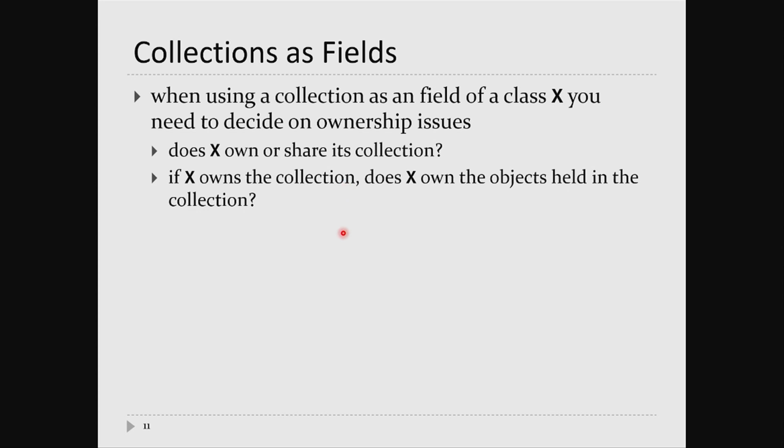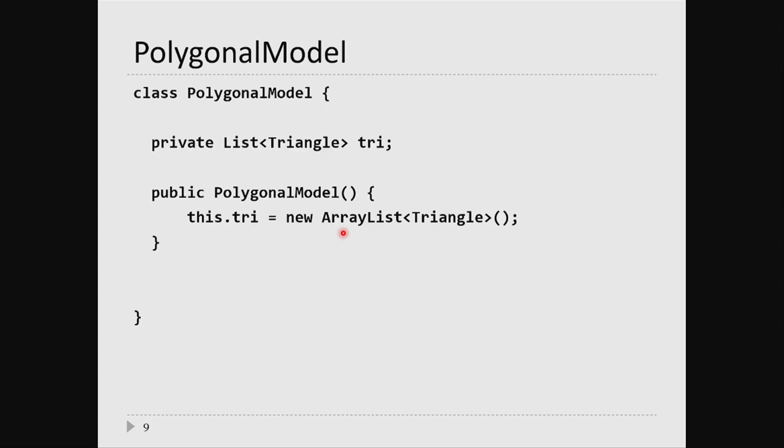Okay, now, when you implement this kind of class, you have to decide on all these ownership issues. So number one, I've got this list of triangles. So the first question you have to ask is, does the model own its list of triangles? The second question you have to ask is, does the model own the triangles?